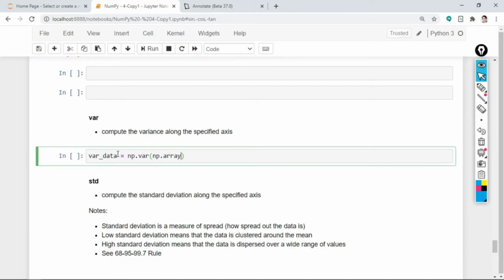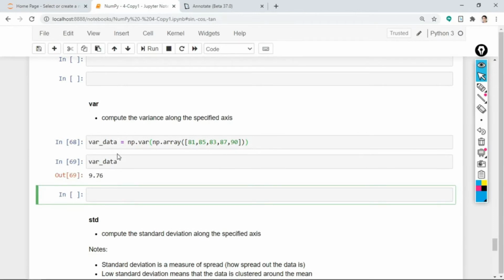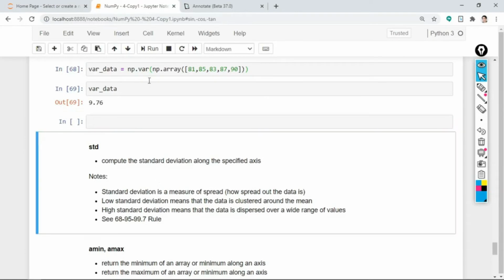So np dot array. So for example, we have 81, let's say scores of the exam, 87 and 90. So what is the variance of this one? Okay. So var data. Okay. So the var data is 9.76. So we have also the standard deviation. Okay. Later I will explain how you arrive at this one.